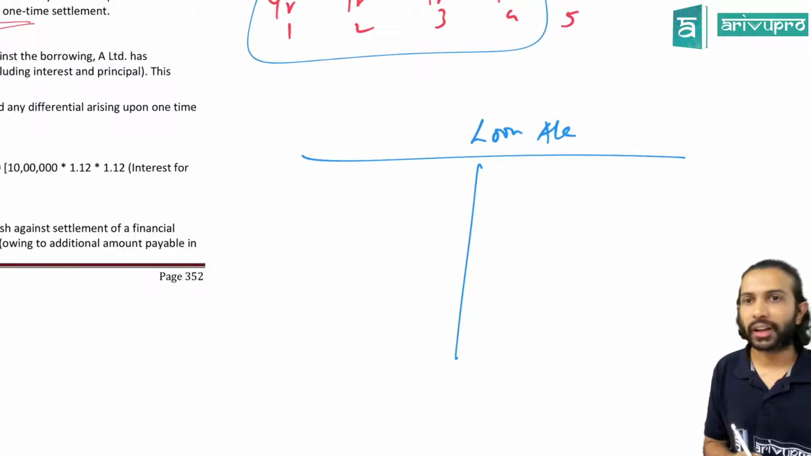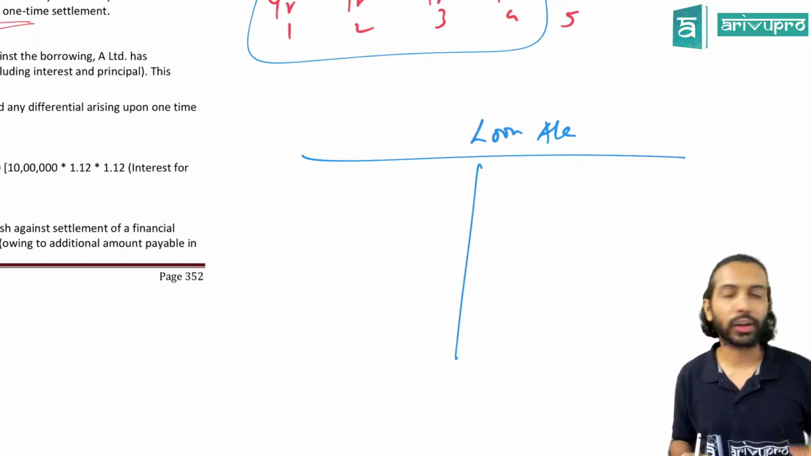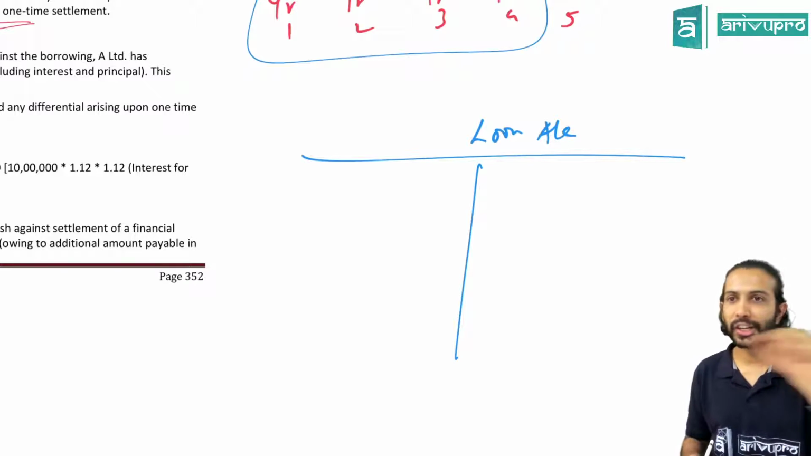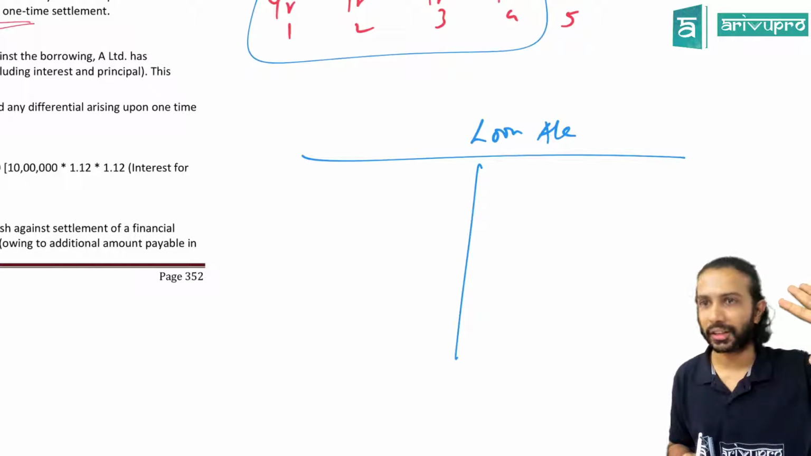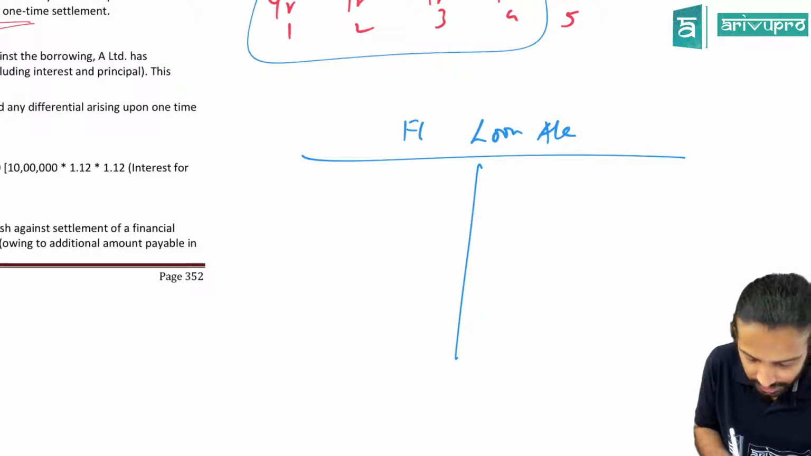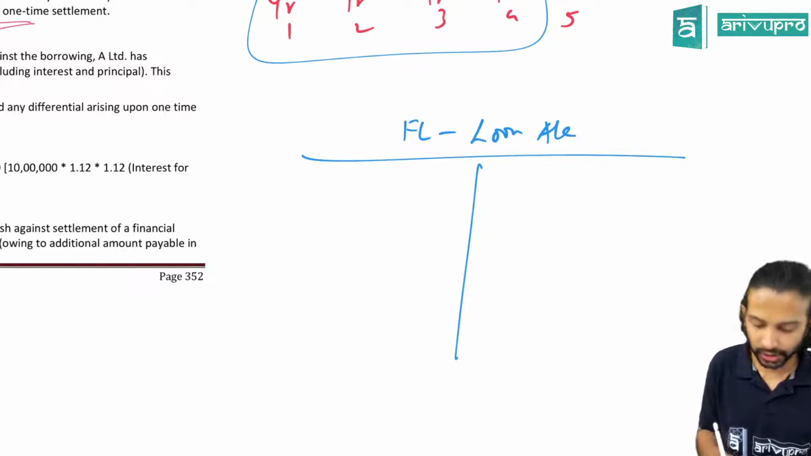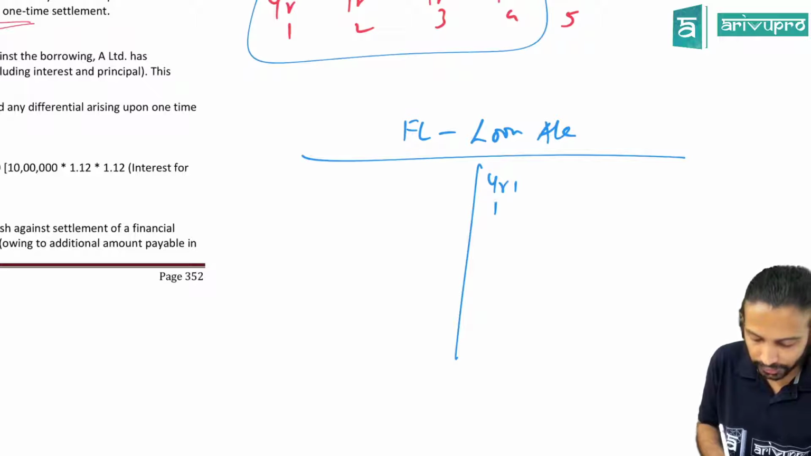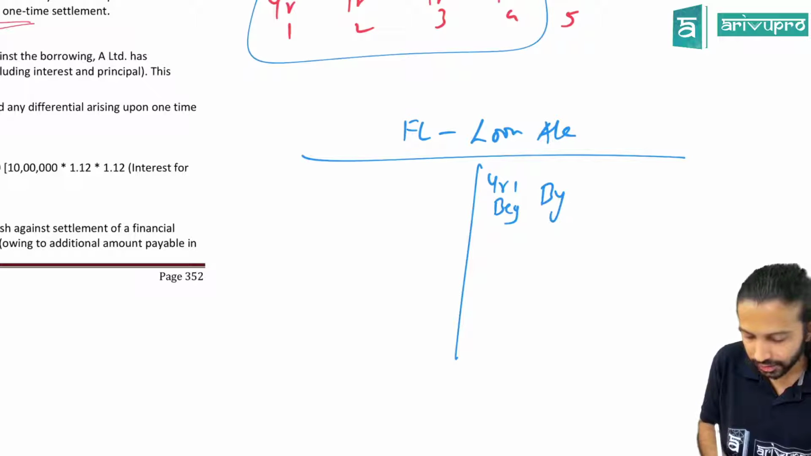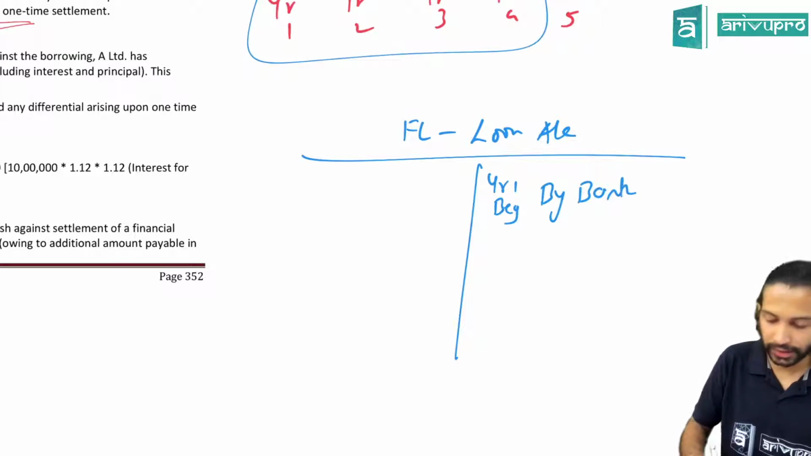So the journal entry is bank account debit to finance. Henceforth, we will not call it as loan. We'll call it as financial liability hyphen loan. Are you comfortable with that? Okay, so that means here the heading will be financial liability hyphen loan. So what will be the journal entry? Year 1 beginning, it will be by bank. Bank account debit to loan 10 lakhs.